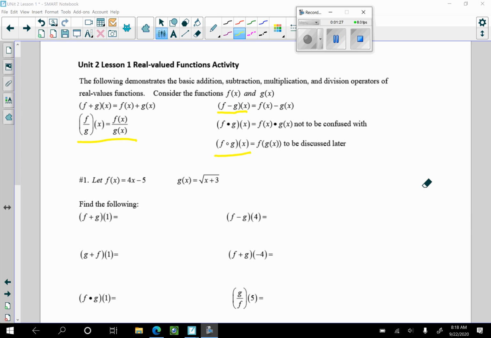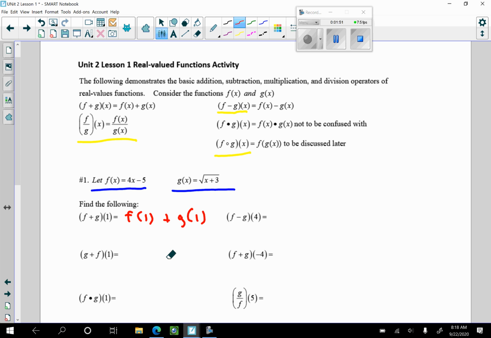Okay, so let's just do some examples. We're going to let f of x be this linear function, and we're going to let g of x be this square root function. And we want to find the following: f plus g of 1. We're going to simply write this out first: this is going to be f of 1 plus g of 1.